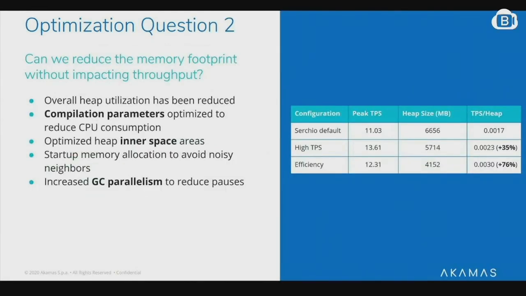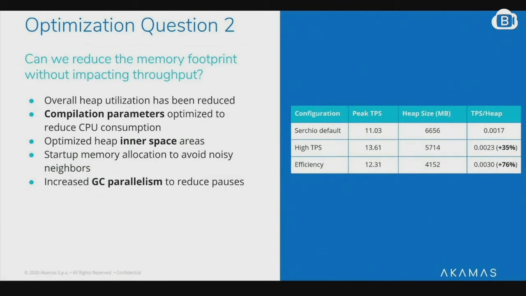The second optimization question we had was about improving the memory efficiency of the application in order to better exploit the horizontal scalability of their environment. We reran the previous optimization by including the memory utilization as well as the application throughput in the goal, and expanding the optimized parameters to include also other JVM areas, like just-in-time compilation, GC parallelism, and heap space sizing. We found two very interesting configurations.